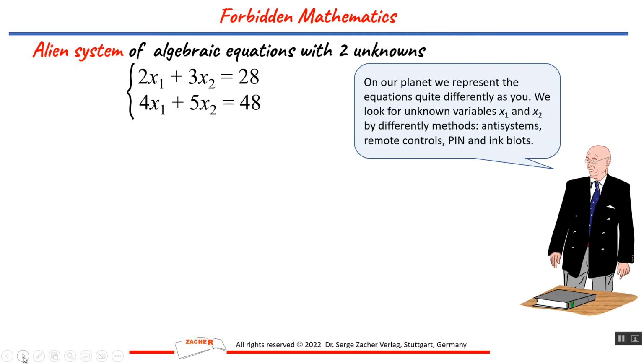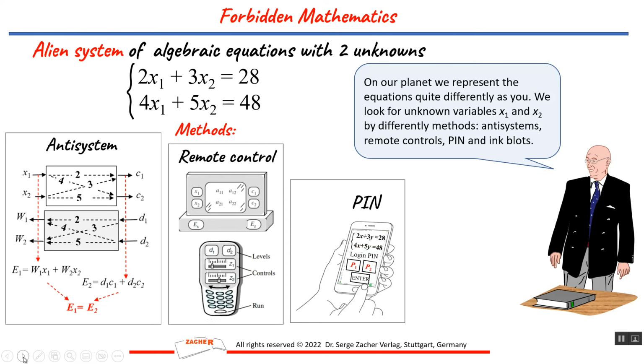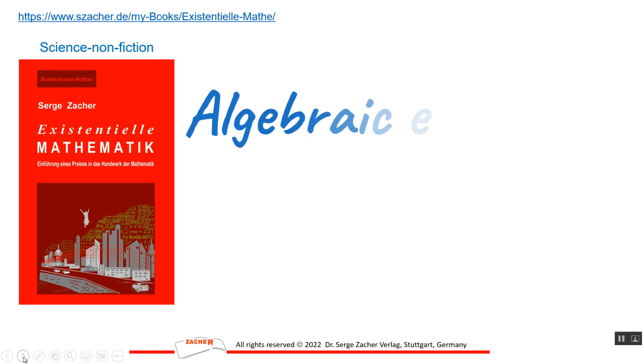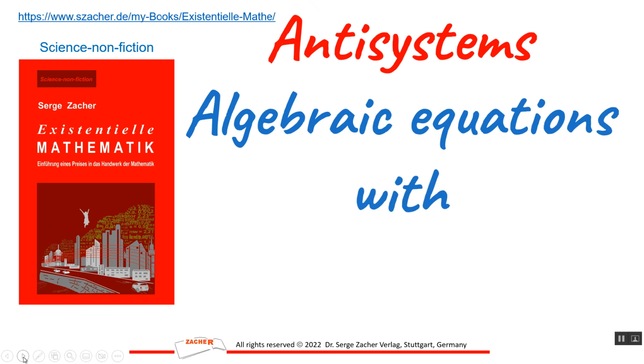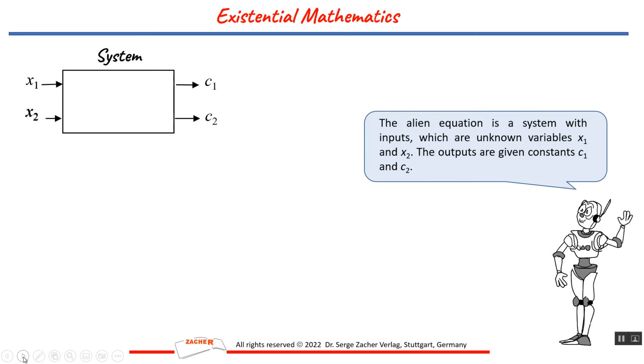On our planet we represent the equations quite differently from you. We look for unknown variables x1 and x2 by different methods: anti-systems, remote controls, pin, and ink blots. The alien equation is a system with inputs, which are the unknown variables x1 and x2. The outputs are the given constants c1 and c2.